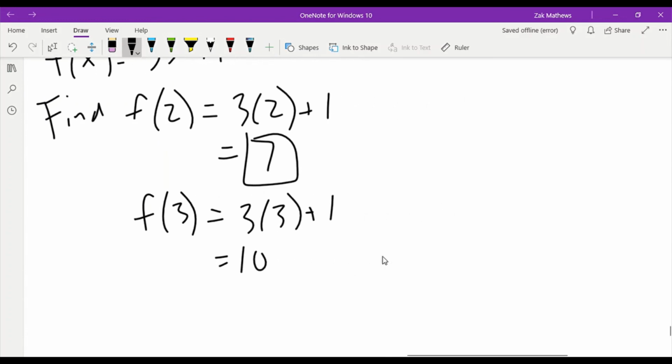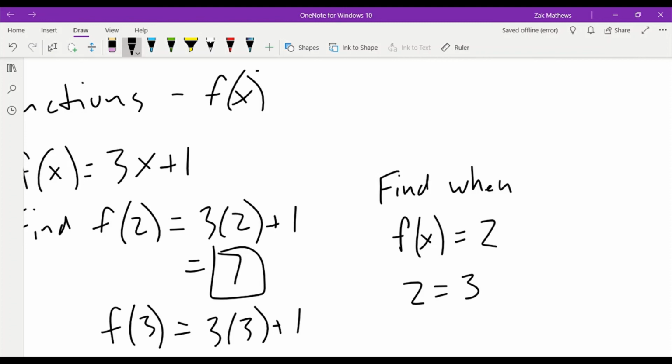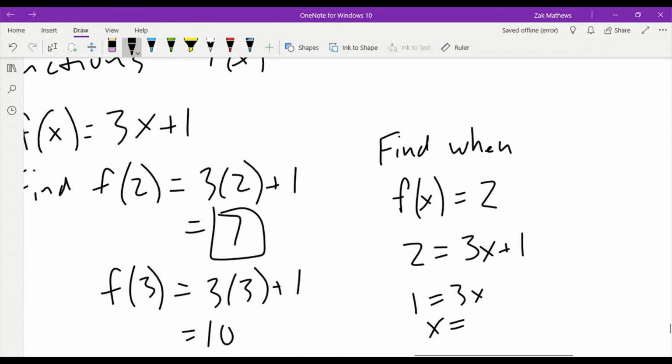Let's say I want to figure out what x is when y is something. I could also ask the question, find x when f of x is equal to 2. Well, now I have what I've traditionally called the y side. What is x when y is equal to 2? When or where is always talking about an x value. So what x value will give me a y value of 2? So I'm going to plug 2 in for the f of x side. I need to solve this equation, which means I need to subtract the 1. So 1 equals 3x. And then x would be equal to 1/3.